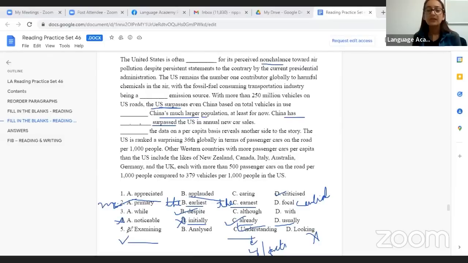So we cannot put ed form in the beginning of the sentence. Can we say "analyzed the data on a per capita basis"? Who analyzed? If we put ed, we will need a subject as well. So we'll say scientists analyzed the data. Only then we can go with ed. Without a subject, we cannot start with a verb in past tense. Like we cannot start with ed.